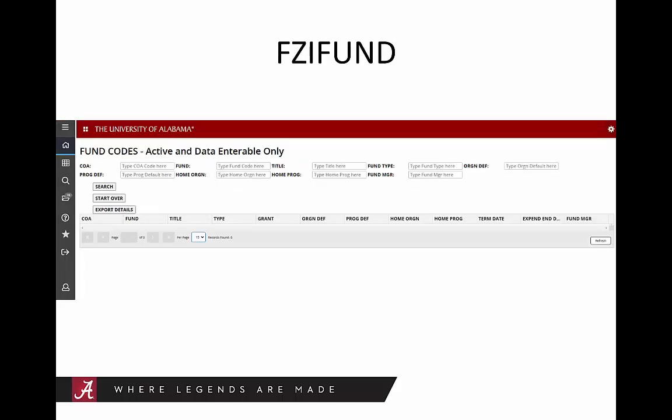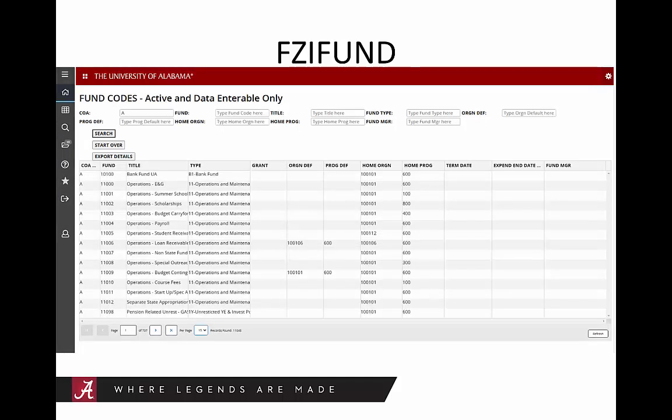Now if we look at FZIFUND, the page opens in a blank query mode if it is your first time accessing during a Banner session. I queried for chart of accounts equal to A, and you can see the results. You can change filter values and search again, start over, and export the data to Excel. You can sort on the column headers by clicking on them.